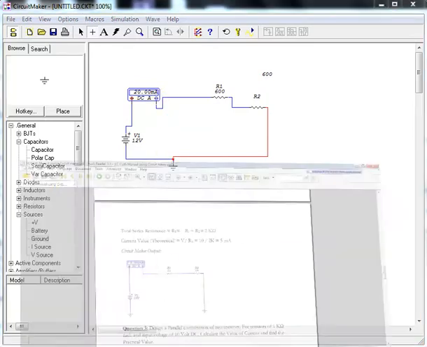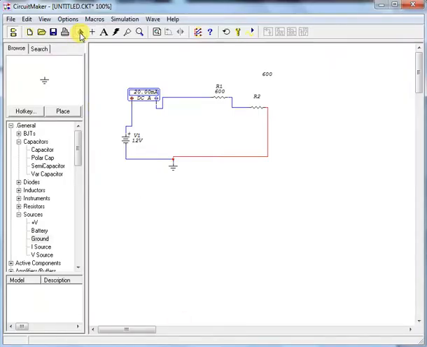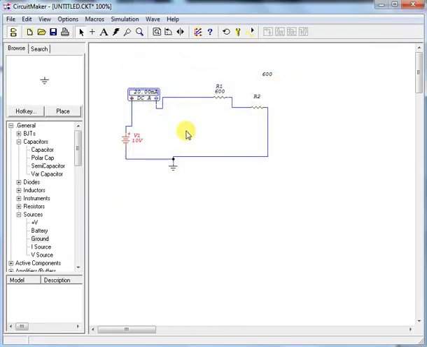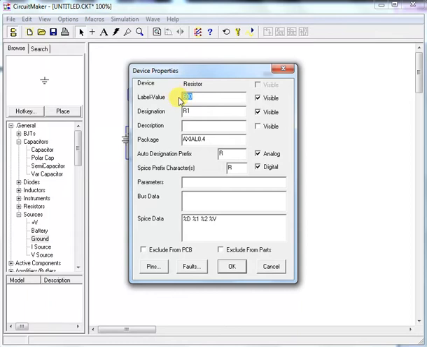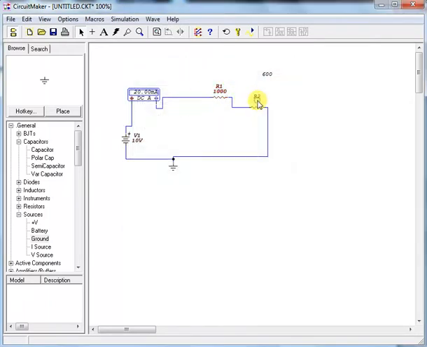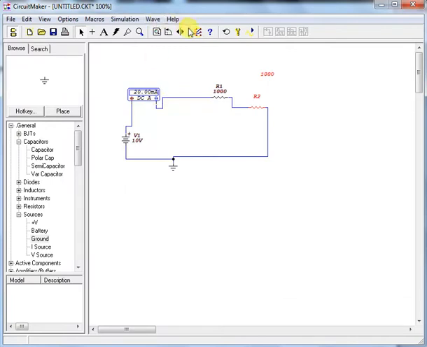Now again go back to the question. Value of battery is 10 and two resistors are 1 kilo ohm each. So how can we change the value? By double clicking on the element, and changing this to 10 volt. For the resistor, you can write 1000 or 1 kilo, the same thing. The last one is again 1000, which is 1 kilo. We are done. We need to run.